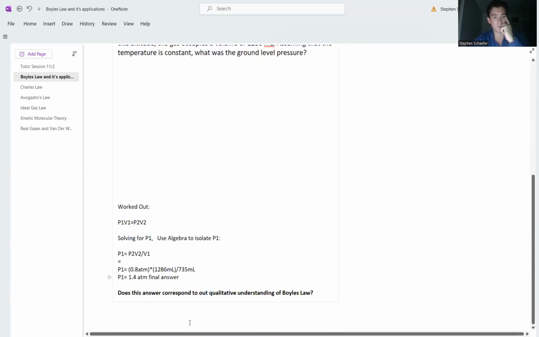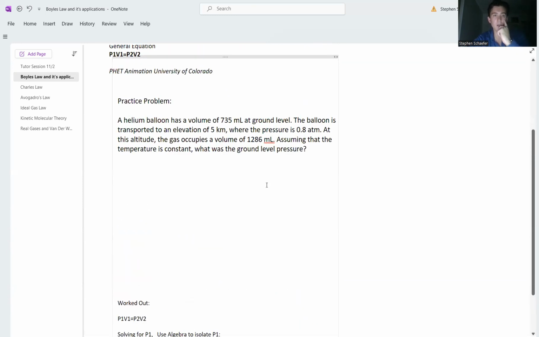So let's look at our V1. Our V1 is 735 milliliters, and our V2 is 1,286. It increased. So that lines up with Boyle's law, and it confirms our hypothesis.